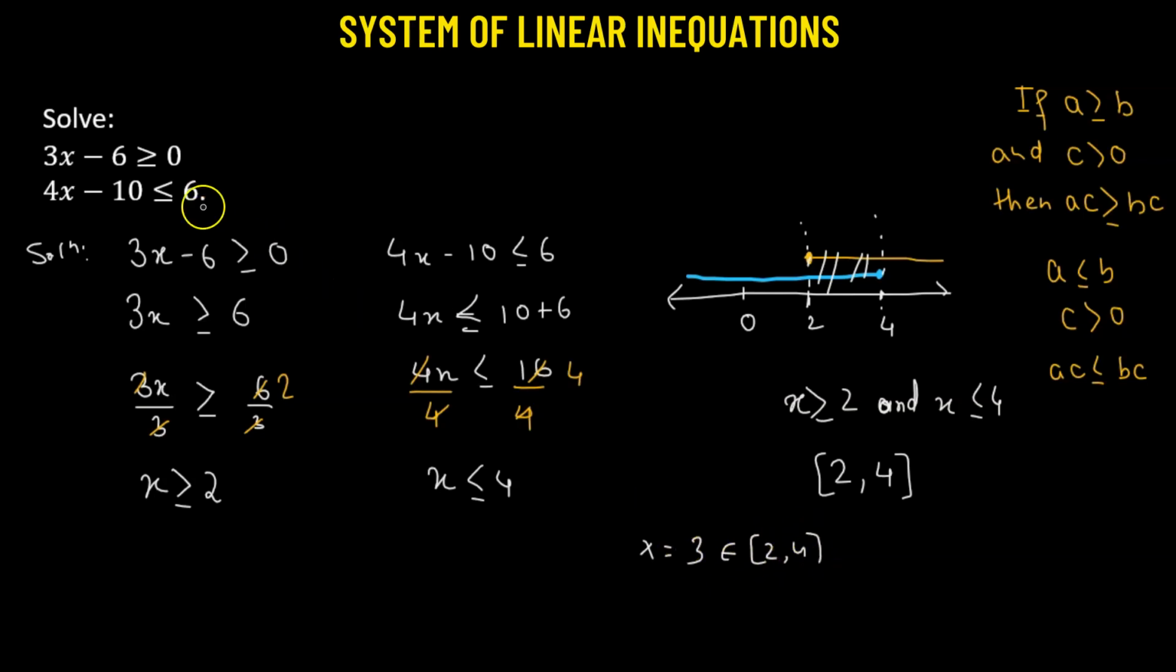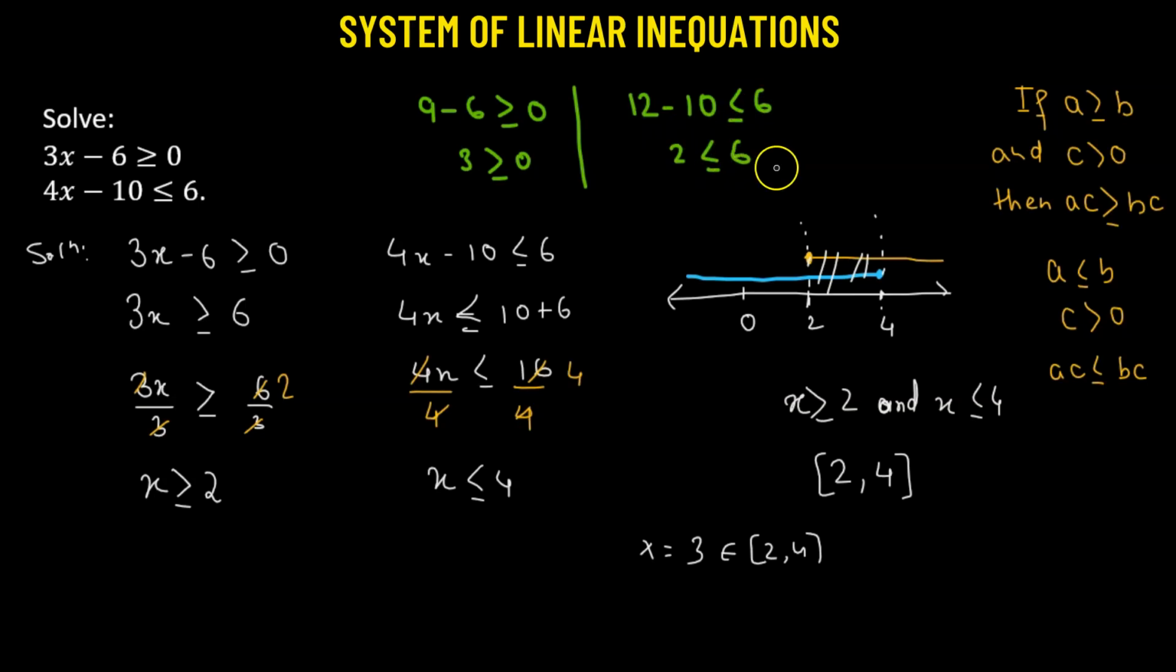If we substitute this into our linear inequality, then we'll have 3 times 3, so that's 9. 9 minus 6 greater than or equal to 0, and 9 minus 6 is 3. 3 is greater than 0, so that's a true statement. For the second one, we have 4 times x minus 10, so 4 times 3 is 12, so we have 12 minus 10 less than or equal to 6, and 12 minus 10 is 2, and 2 is definitely less than or equal to 6.